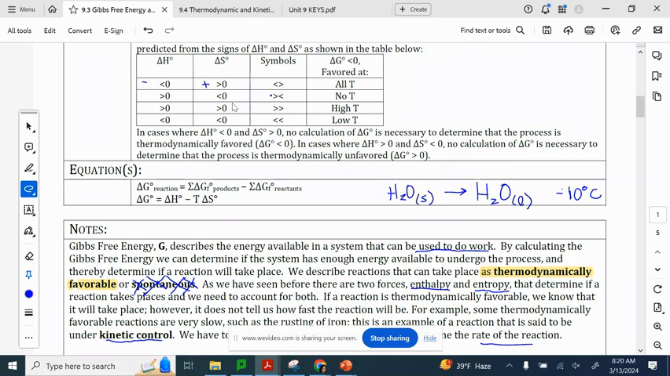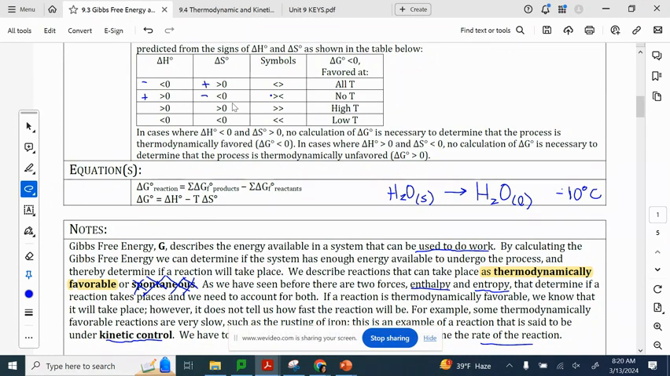So that's where in this chart, if we have a negative delta H and a positive delta S, it doesn't matter what temperature this exists at, it's always going to be favored. And if we have the reverse of that, it doesn't matter what the temperature happens, it's not going to happen unless we intervene somehow, but we'll talk about that intervention later.